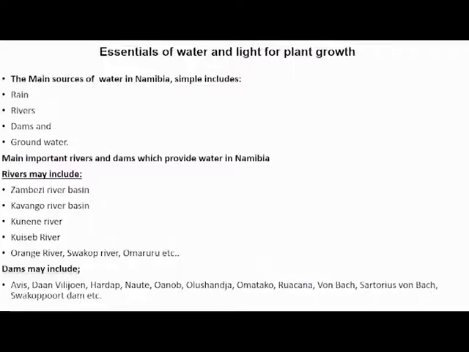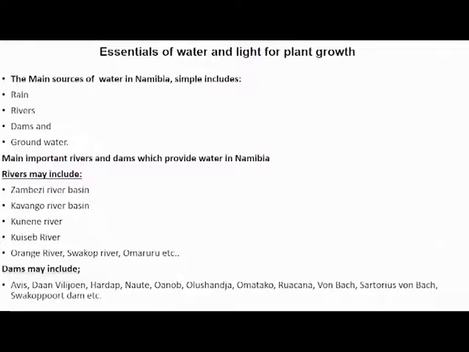Now, let us also look at the essentials of water and light for plant growth. We have already talked a bit on this topic previously: water is very essential and light is also very essential for plant growth, because a plant cannot do without water or light. Though we say that water is a limited resource in Namibia, we also have the main sources of water in Namibia, which is simple.